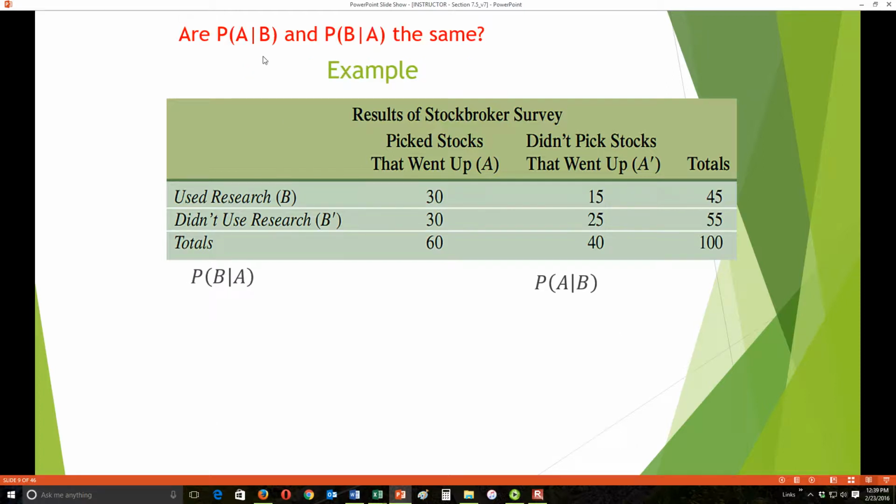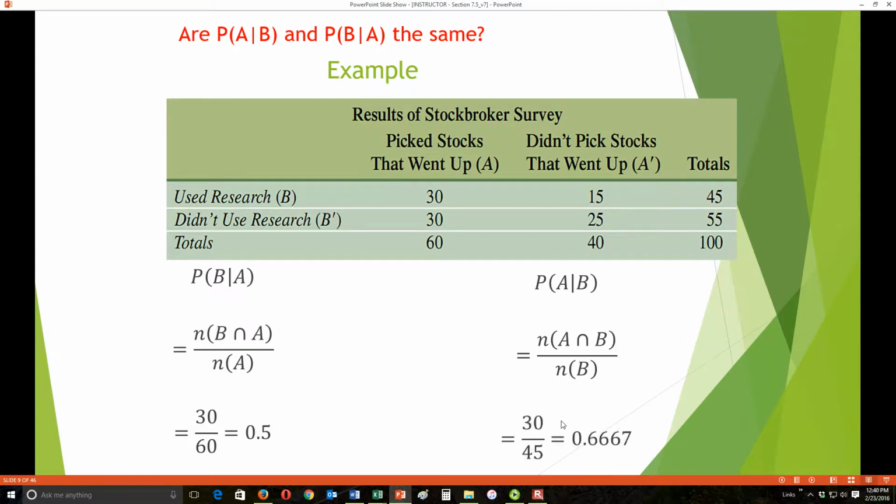Now, are P of A given B and P of B given A the same? Well, let's look at the formulas. P of B given A is their intersection divided by the number of A. Well, A intersect B is 30, and the number of A is 60, so that's 0.5. P of A given B, well, again, the numerator is the same. They're just in different order, but A intersect B and B intersect A is the same. And the number of B in this case is 45. So our denominators are different. So our answer is no, they are not the same. So order does matter here.